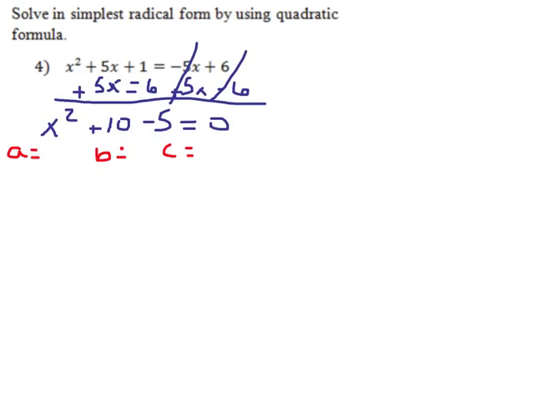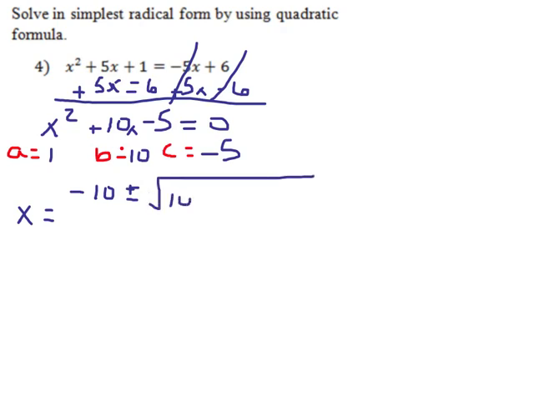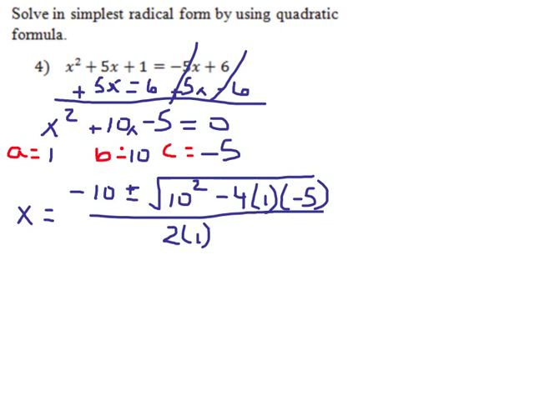So my a, what's in front of the x squared? Unwritten, 1. My b is a positive 10. It should have been x there, so this is a 10. And my c is a negative 5 in this problem. Therefore, go right to the quadratic formula. The negative of b, so the negative of 10, plus or minus the square root of 10 being squared, that's the b squared, minus 4 times a, which is 1, times c, which is a negative 5. And that whole thing being divided by 2 times a, which is 1.